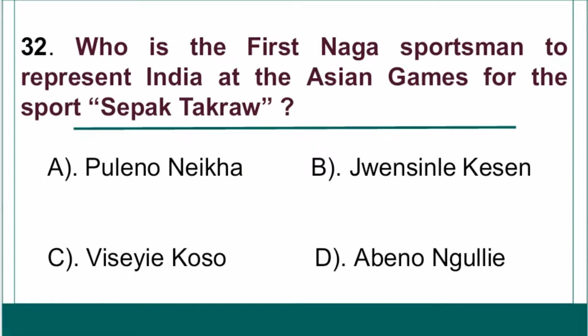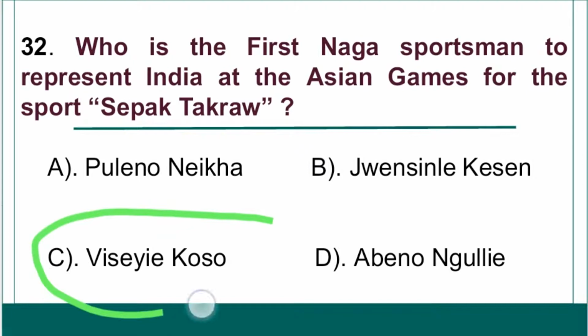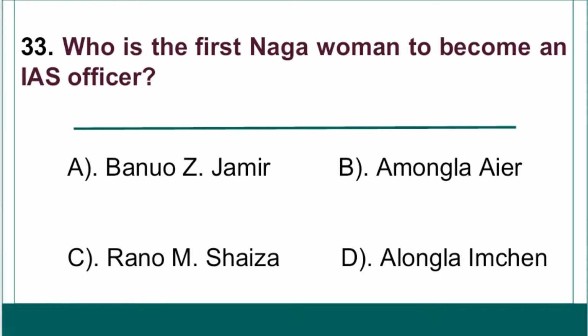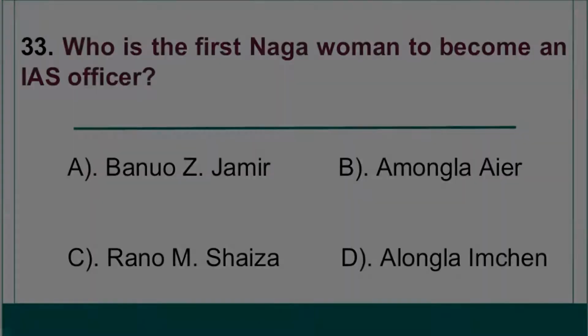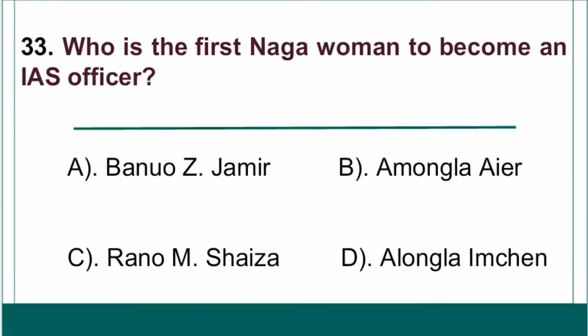And question number 32. Who is the first Naga sportsman to represent India at the Asian Games for the sport Sepak Takraw? And the correct answer is option number C. And question number 33. Who is the first Naga woman to become an IAS officer? And the correct answer is option number A.